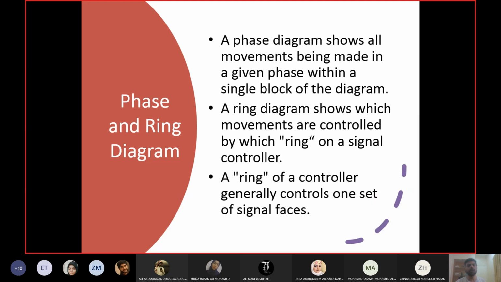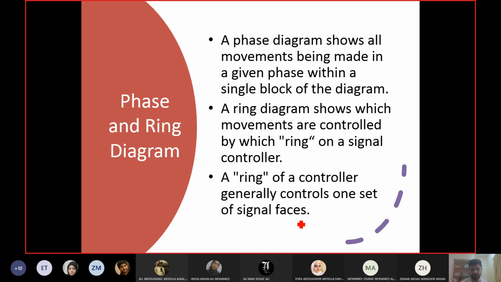A phasing plan can be shown with two diagrams: the phase diagram and the ring diagram. Both are made up of blocks or squares, you can say. In a phase diagram, each block represents all movements which are allowed in a phase. A ring diagram is again made up of blocks, but in a ring diagram, each block represents movements which are allowed from one ring, or one signal controller, or one set of signal lights or signal faces.